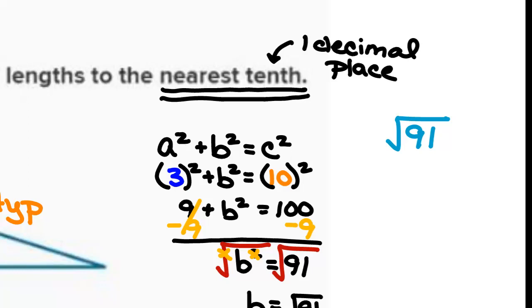7 can go into it. So 91 is 7 times what? We can use division to figure that out. We can do 91 divided by 7. That'll give me the other number.